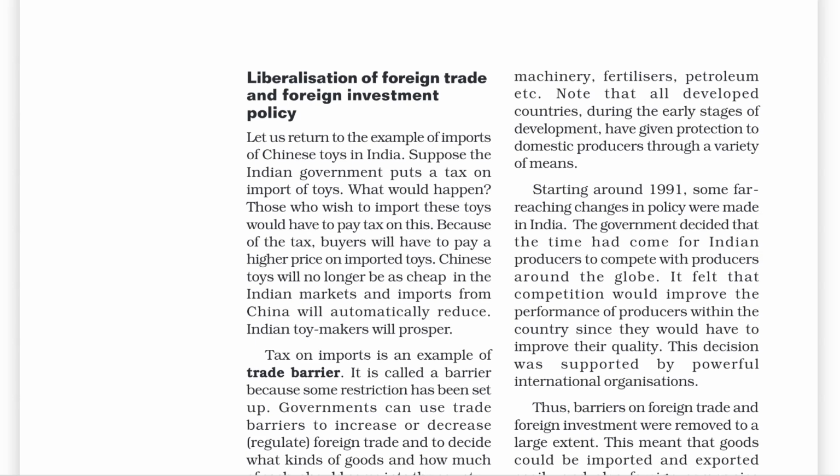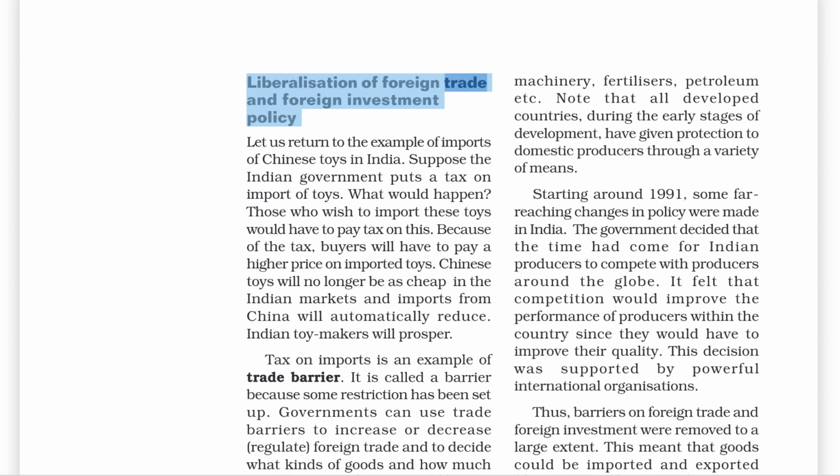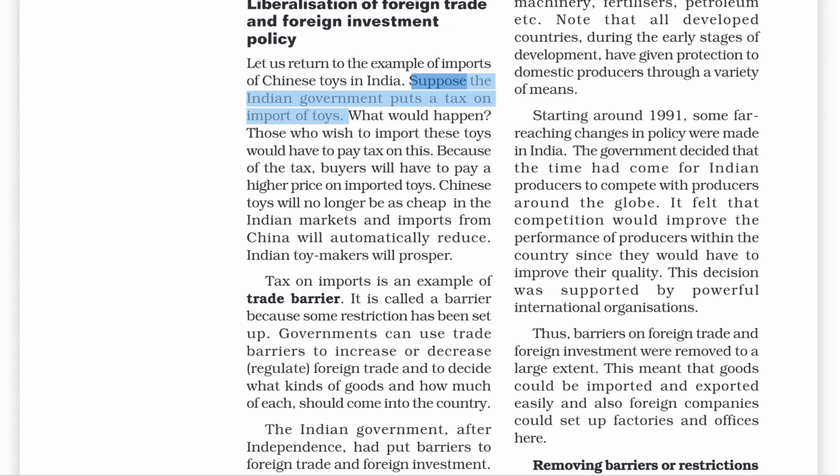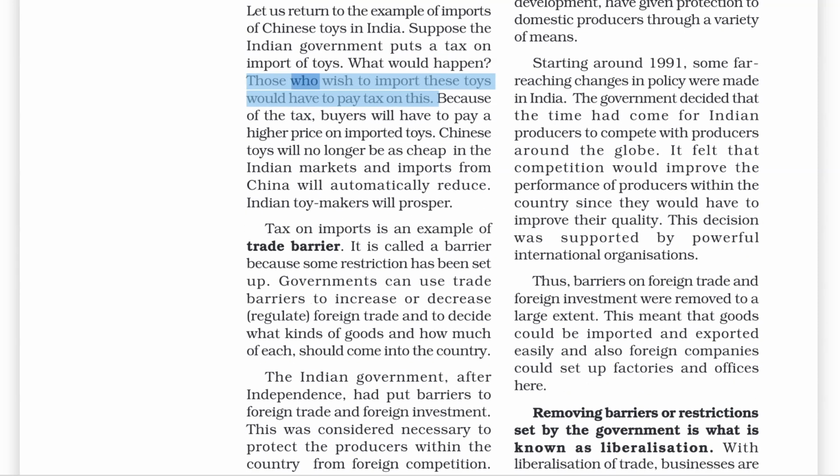Liberalization of foreign trade and foreign investment policy. Let us return to the example of imports of Chinese toys in India. Suppose the Indian government puts a tax on import of toys. What would happen? Those who wish to import these toys would have to pay tax on this.